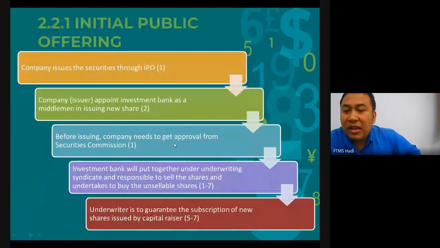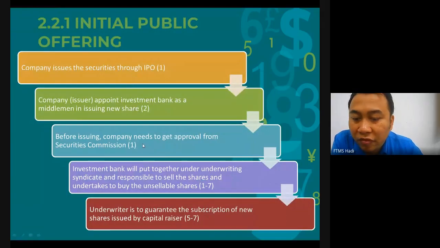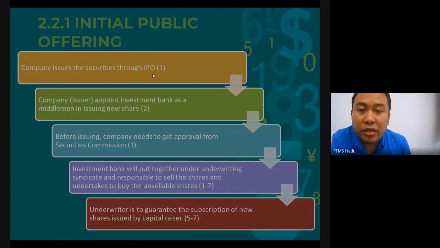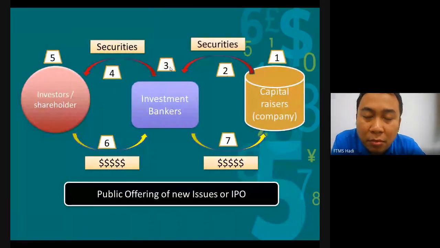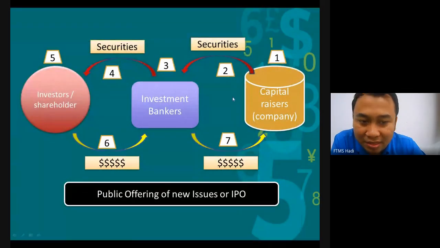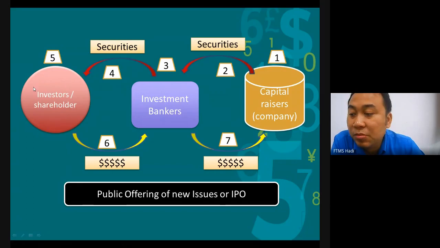These are the details of the process of an initial public offering. Basically, an initial public offering means that the shares sold to the public are being sold for the first time and announced by the company. Let's have a look here to help you understand IPO better. We have three parties here. The first one is the investor or shareholder. This one is us, because this is more on public people, the public investor. And then number one here, the capital raisers, which is the company.